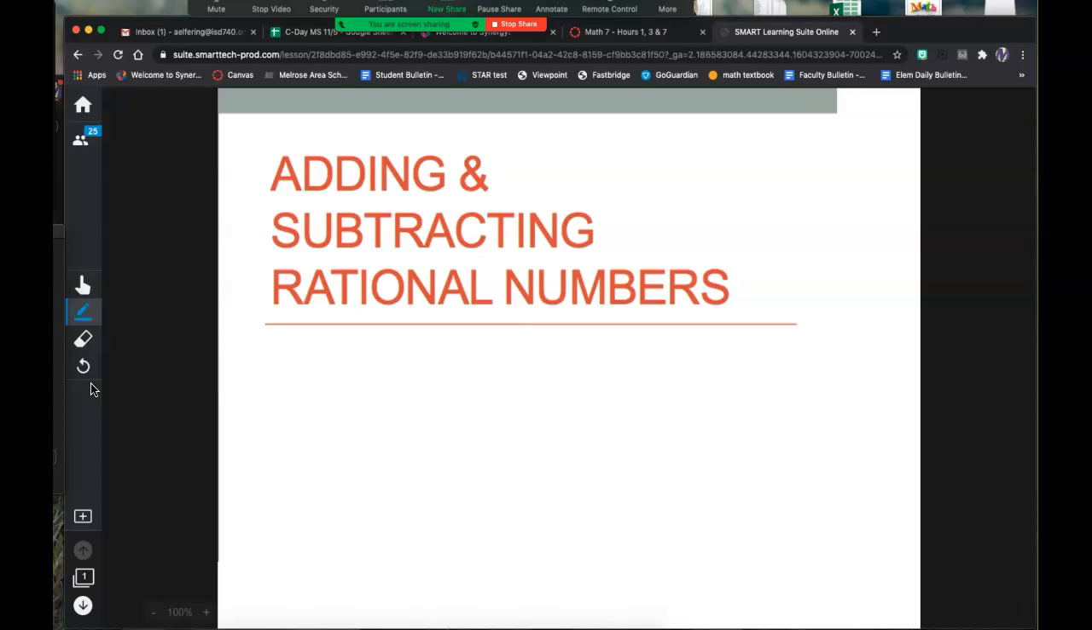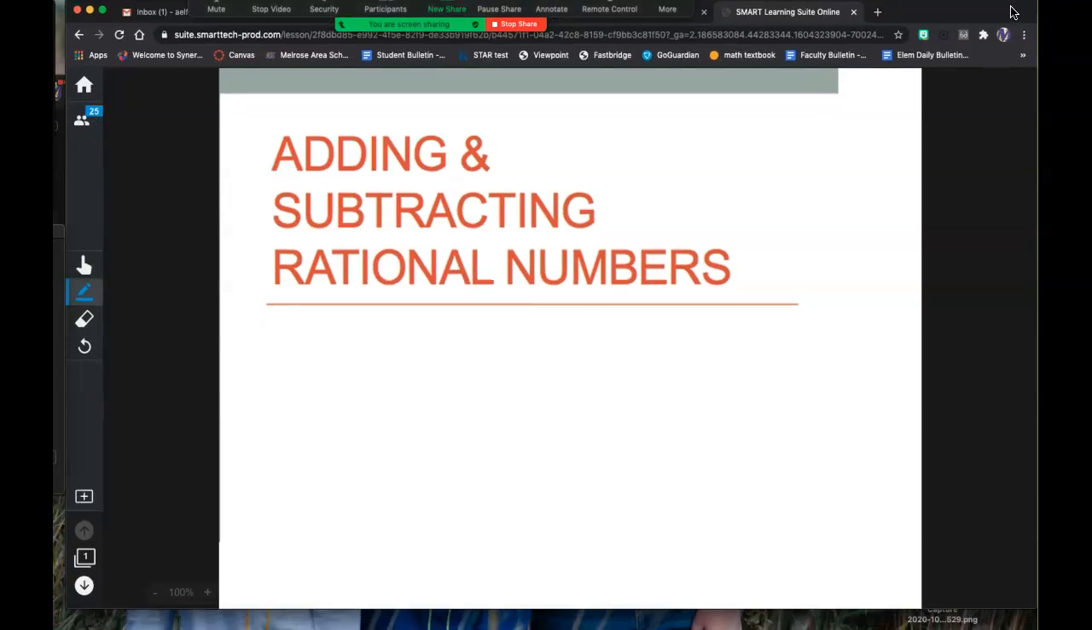I need everybody to have their calculator also, because when we get to decimals, we're going to use our calculator for that. I'm not going to expect you to do all the decimal stuff in your head, okay? So we're going to work with adding and subtracting rational numbers, which is fractions and decimals.